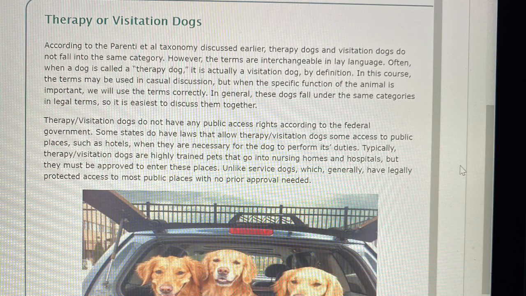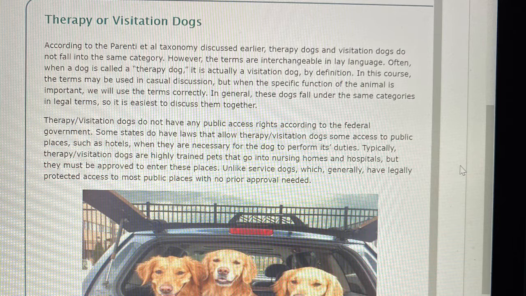Therapy or visitation dogs. According to the Parenti et al. taxonomy discussed earlier, therapy dogs and visitation dogs do not fall into the same category. However, the terms are interchangeable in lay language. Often, when a dog is called a therapy dog, it is actually a visitation dog by definition. In this course, the terms may be used in casual discussion, but when the specific function of the animal is important, we will use the terms correctly. In general, these dogs fall under the same categories in legal terms, so it is easiest to discuss them together.